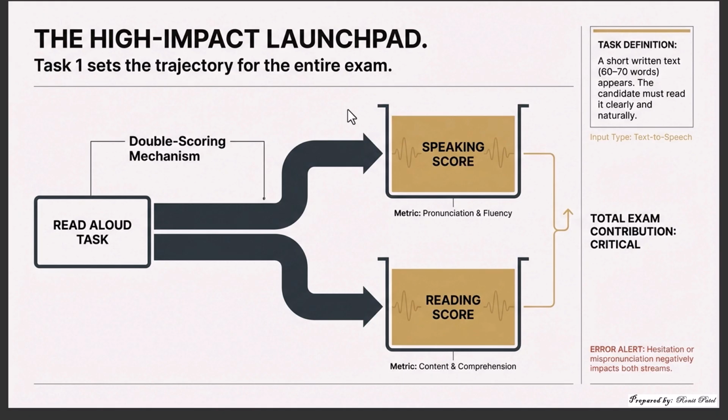Let's begin with the most basic but most powerful clarity. Read Aloud is the very first task in the speaking section of the PTE exam. So psychologically, this task is your first impression on the scoring system. On the screen, you will see a short academic paragraph, usually around 60 to 70 words. Your job sounds simple. You just read the text aloud clearly and naturally into the microphone.